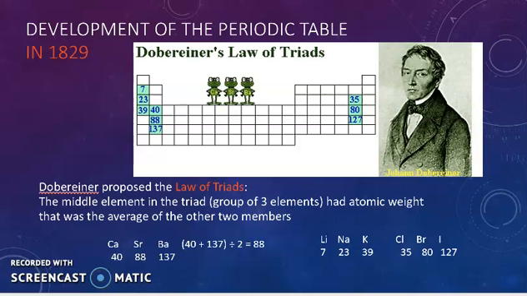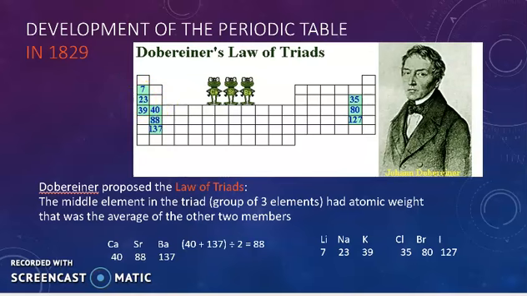First, we have Döbereiner's law of triads. His law is only true for a certain collection of elements, not all of them. You can see the examples on the slide where it does work. And we have certain elements in groups of 3, as you can see here, where the law of triads works. What the law of triads states is that the middle element, so if you look over here, we have 7, 23, 39. 23 would be our middle element.